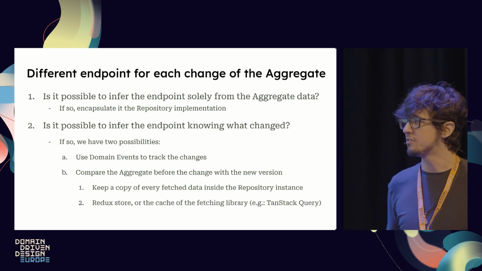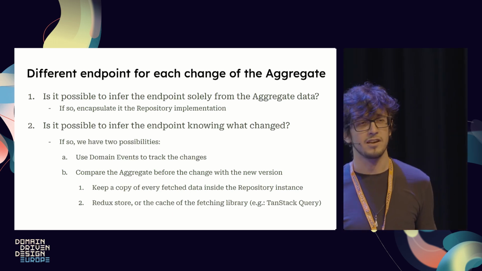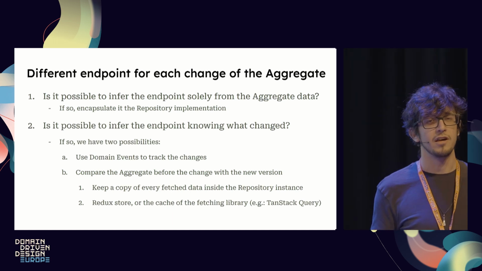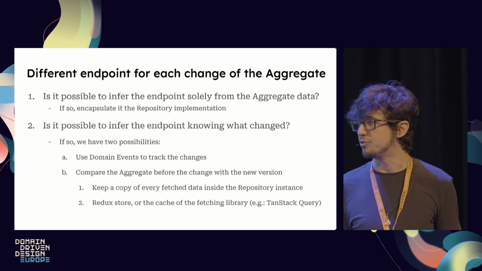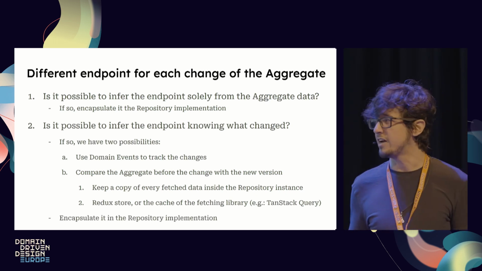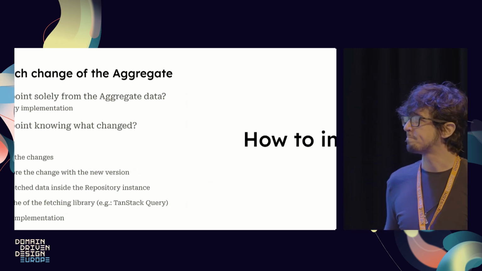So if you're using a Redux store or even some fetching library like TanStack Query, which has a cache on there, you're going to already have access to the previous value of that aggregate in a way to compare, to decide which endpoint to use. And for each of those cases, you can encapsulate this logic again inside the repository in a way that it doesn't leak to the rest of your model.